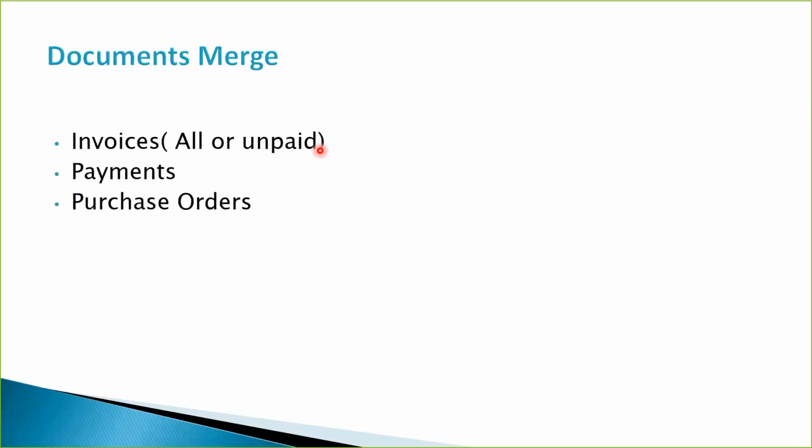When you're merging suppliers, some documents are also merged. Documents that are usually merged are invoices. For invoices, you can choose to merge all of them, or you can just select the unpaid ones. Associated payments are also merged, so they go to the new supplier. You can also choose to merge purchase orders, of course, if you're using the purchasing module.